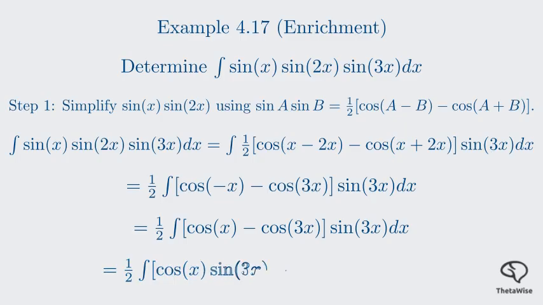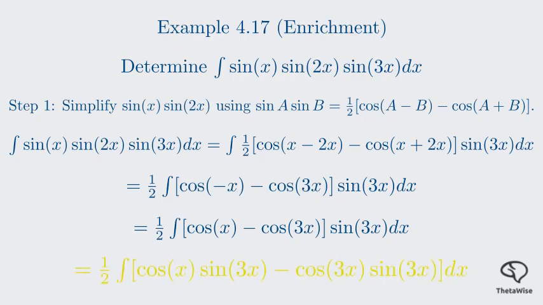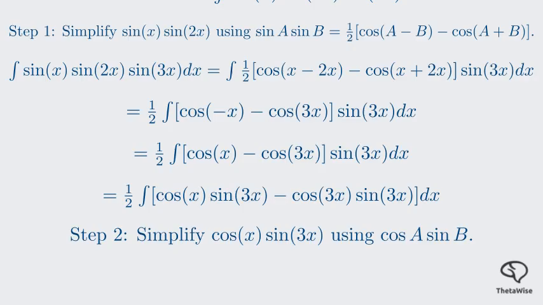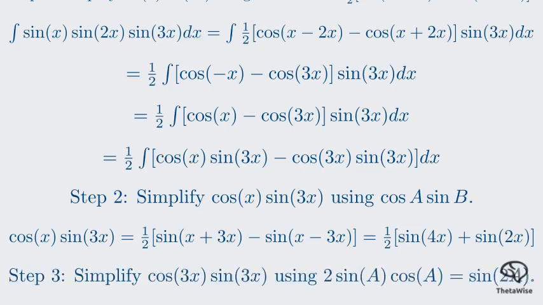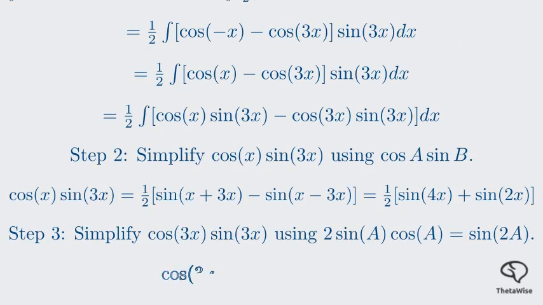This gives us 1/2 times the integral of cosine x sine 3x minus cosine 3x sine 3x. This gives us 2 new products to simplify. The first is cosine x sine 3x, and the second is cosine 3x sine 3x. For the first product, cosine x sine 3x, we use the identity cosine A sine B to get 1/2 sine 4x minus 1/2 sine 2x. For the second product, cosine 3x sine 3x, we use the identity 2 sine A cosine A equals sine 2A. This becomes 1/2 sine 6x.